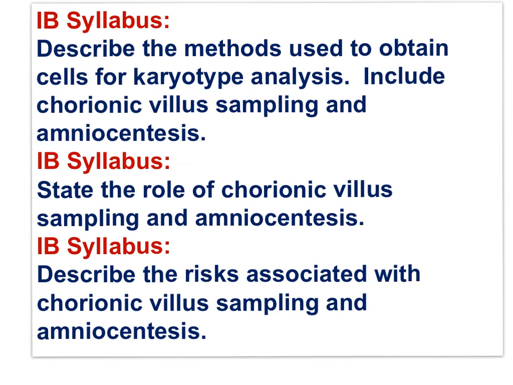Here are the IB syllabus statements that will bring this movie to its end. Describe the methods used to obtain cells for karyotype analysis, including chorionic villus sampling and amniocentesis. State the role of chorionic villus sampling and amniocentesis. Describe the risks associated with chorionic villus sampling and amniocentesis. I will not spend a lot of time with any one of these 3 statements. Thus, you may want to take the time to study the remaining slides of this movie.